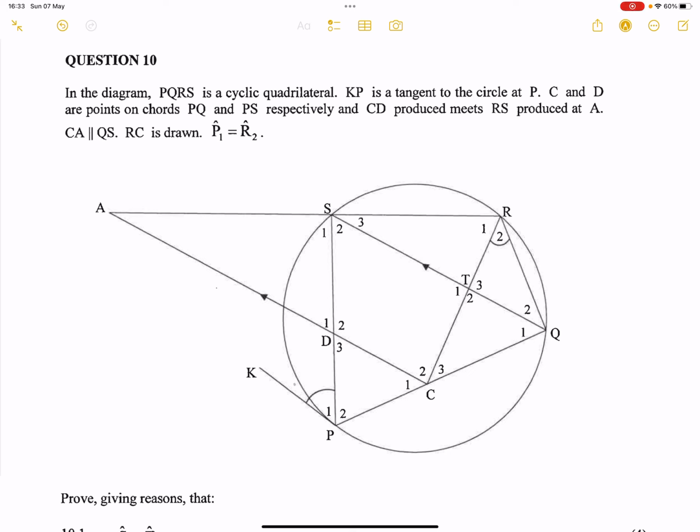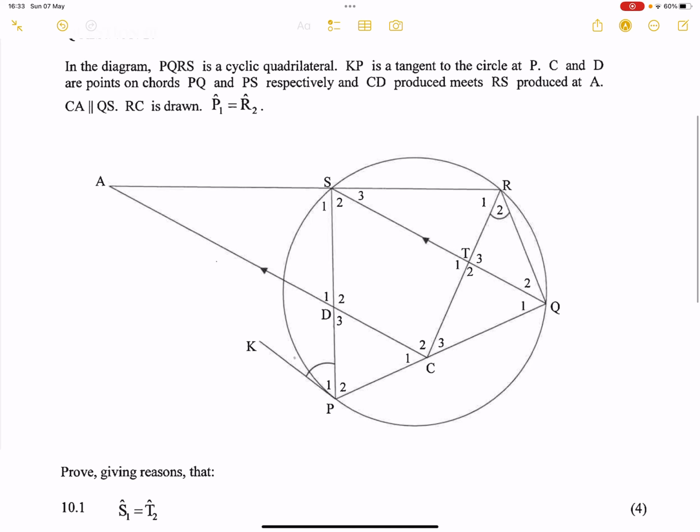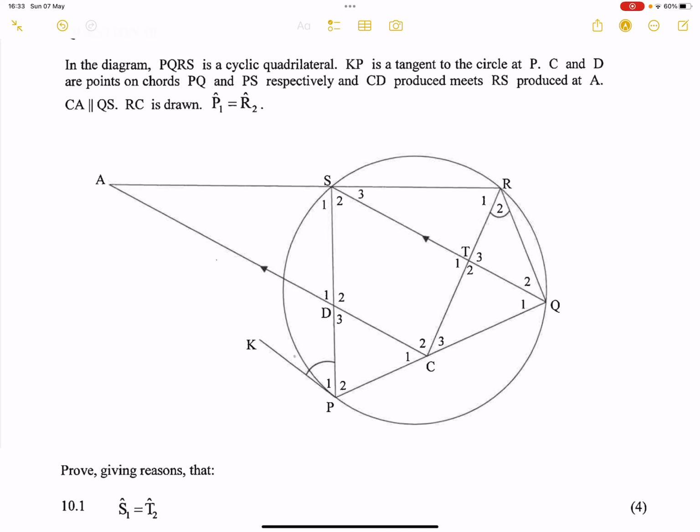Now, every time that I read a statement, I always find myself asking, how is this relevant to me? How am I going to use it in the diagram? So what I normally do is I pick up information and try to populate as much as I possibly can. They say CA is parallel to QS, and we're given RC, which is drawn such that P1 and R2 are equal.